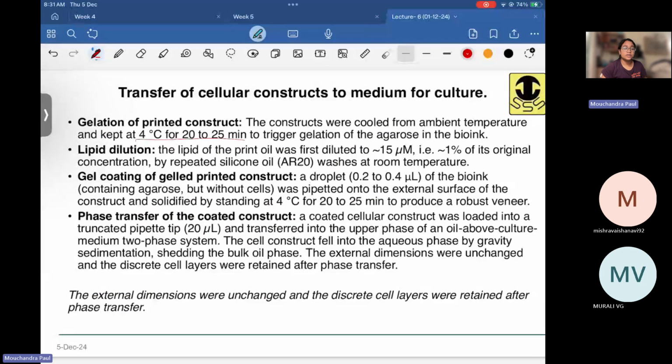So what they observe is that this method of transferring is good, it works, because it didn't cause any damage to the dimension of the printed construct. The dimensions of the printed construct remained unchanged, and whatever cell layers they added in the construct, the discreteness of the cell layers also remained as it is. Okay, the droplets didn't get mixed up with each other. Any questions?